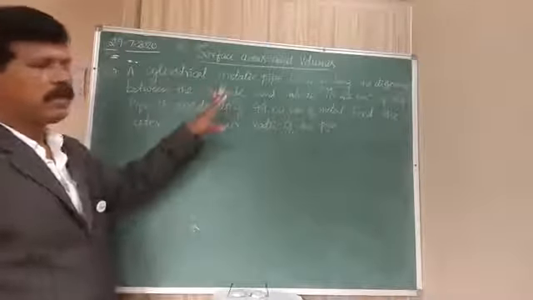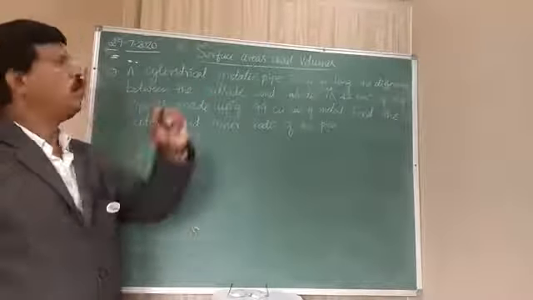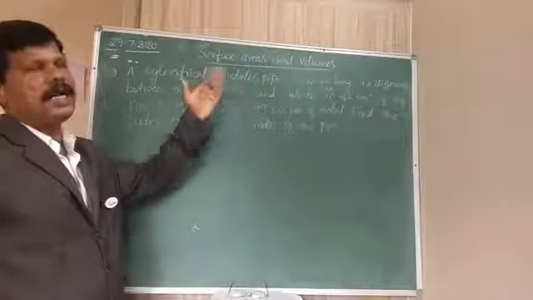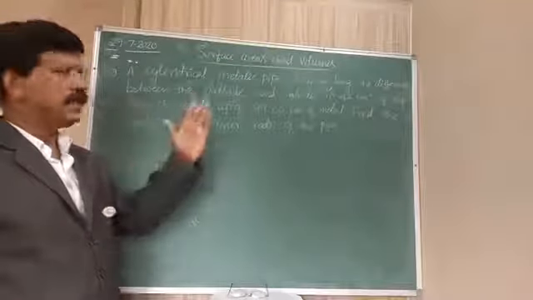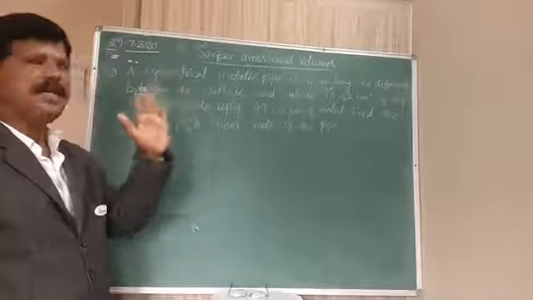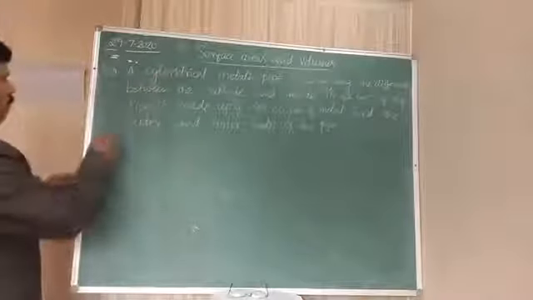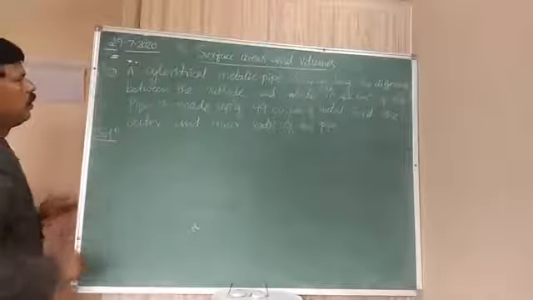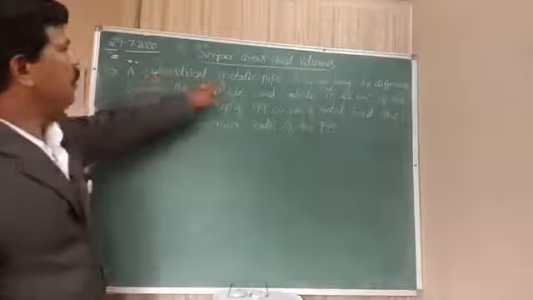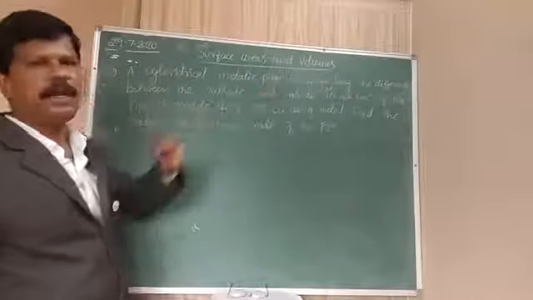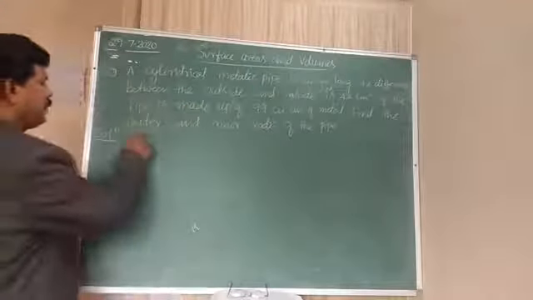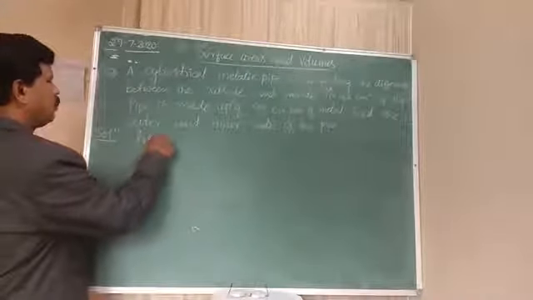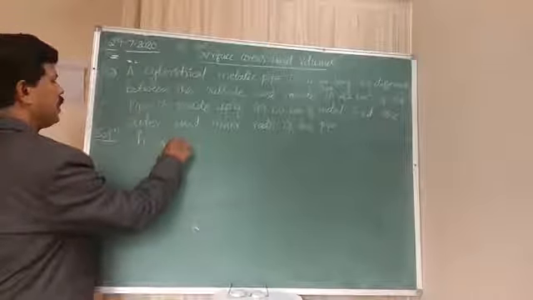So read the question carefully. There are two parts. One is the area part and another one is the volume part. So separate those parts. Now I will show you how to separate that. Solution. See here, the cylindrical metallic pipe is 14 centimeter long. So that is h. h is equal to 14 centimeter.